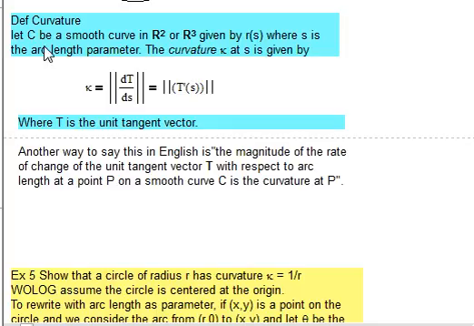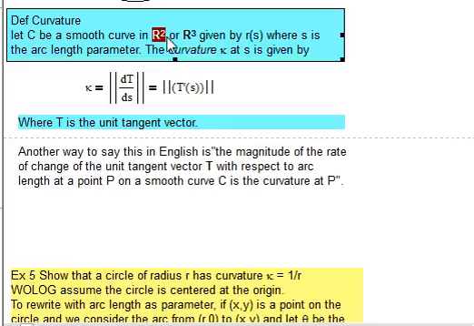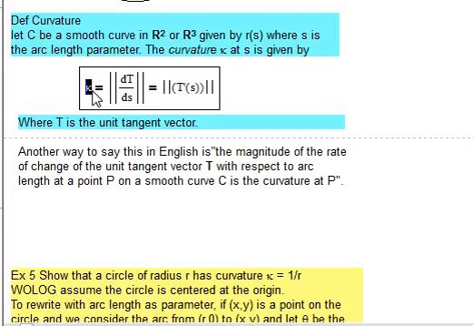Here's our definition. Let C be a smooth curve in r squared or in r cubed, it doesn't matter, given by r of s, vector valued function, where s is the arc length parameter. Then the curvature, kappa at s, is given by kappa equals the length of this vector, and it would be the change in the unit tangent vector with respect to the change in s. And that means how fast is the unit tangent vector changing with respect to arc length.